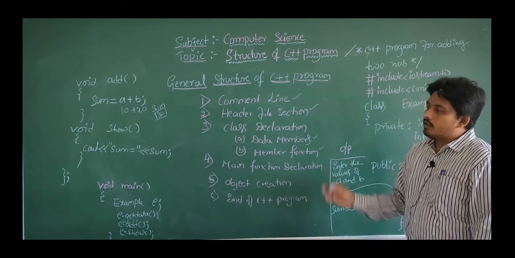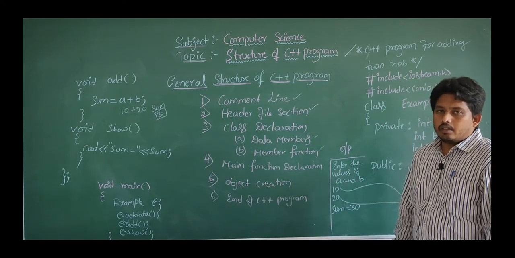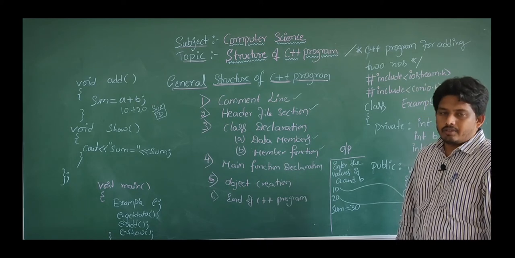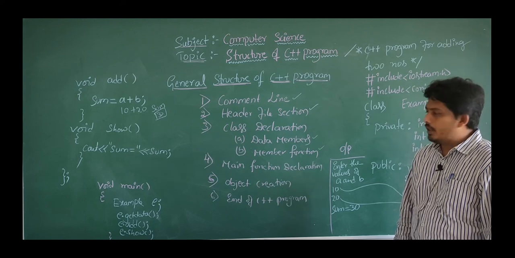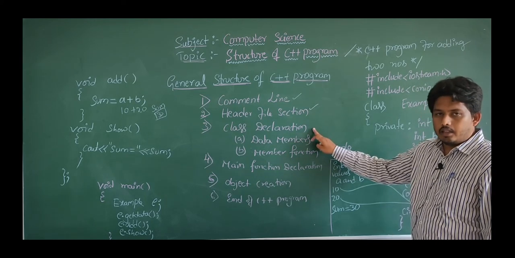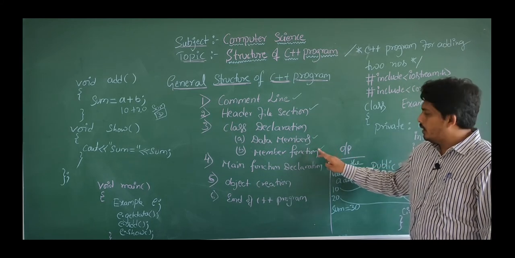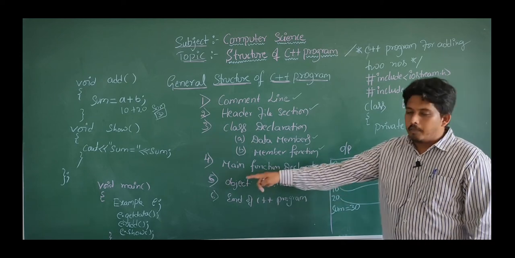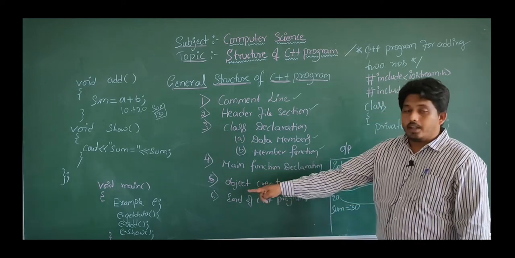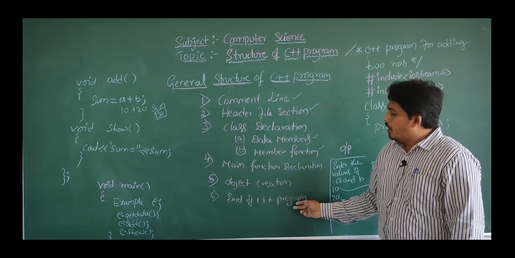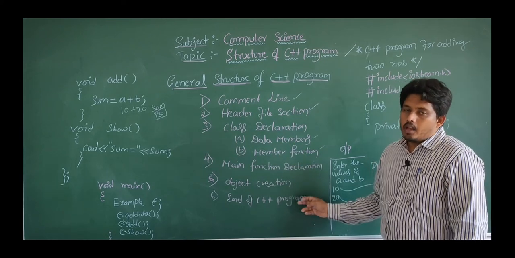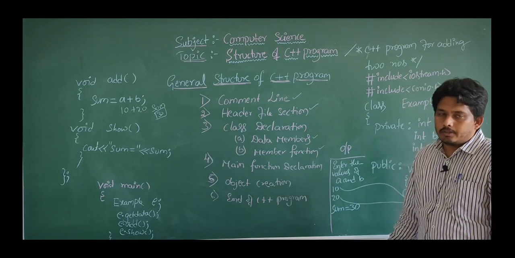So in this class, we have discussed the general structure of a C++ program. We have seen what is the purpose of writing a comment line. Then we have seen the header file section. We have seen the class declaration. We have seen data members and member functions. Then we have written a main function. Then we have created an object. From the object we have called different member functions, and this is the end of the program. I hope you have understood the concepts. Thank you.